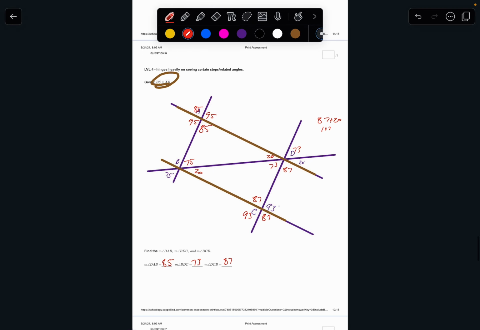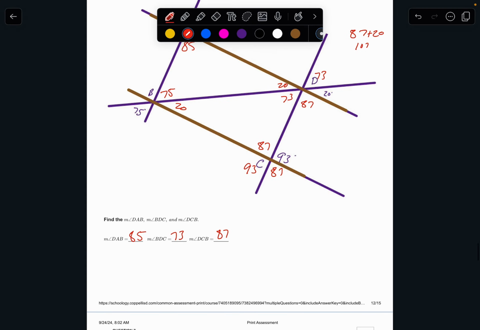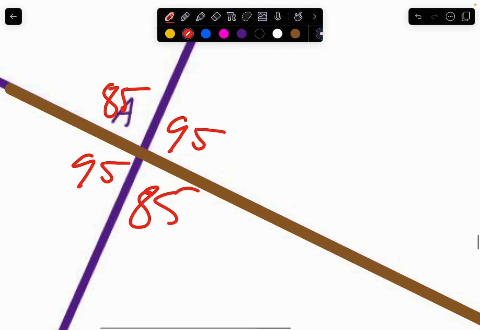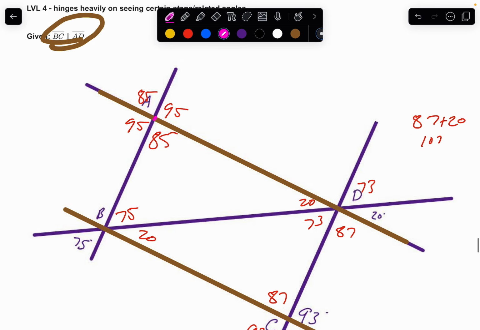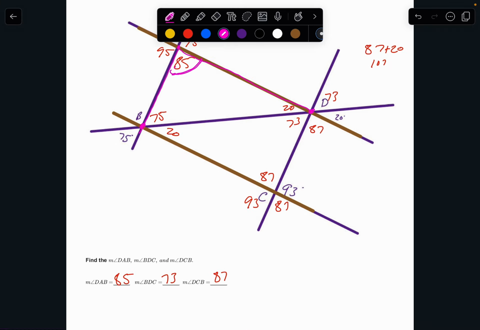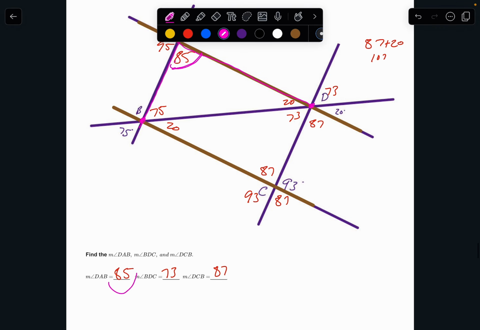Let's actually see what the question's asking. Angle DAB. Guys, the A, that's not angle A. A is the point. This is point A. So when I say DAB, it's D, A to B. Trace the letters in order. You just drew this angle. DAB is that 85-degree angle.